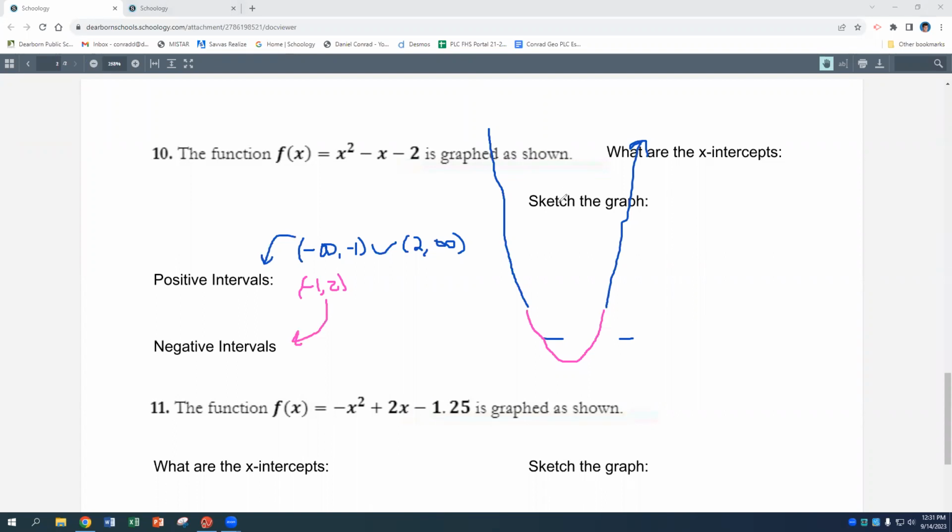Sometimes if they don't give you a graph, you need to draw your own. But that's the idea. Above the x-axis, that's where your function is positive. Below the x-axis, that's where your function is negative. And when you write your intervals, you're using the x values. What are the inputs that will give you a positive function? What are the inputs that will give you a negative function?